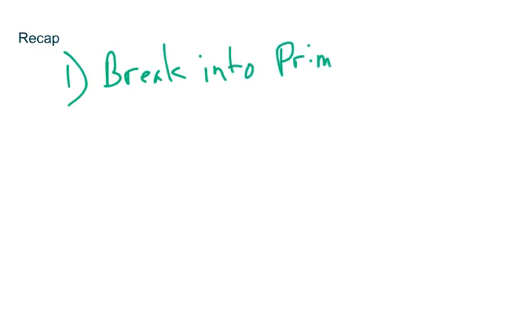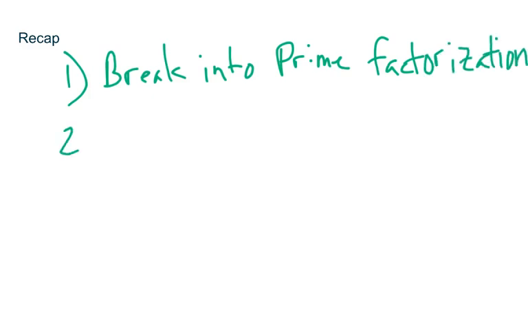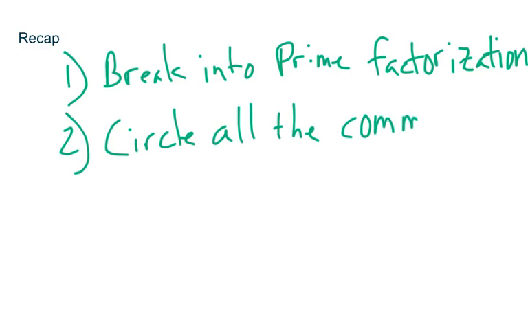So just to recap everything: first, make sure you break everything into its prime factorization. And second, circle all the common factors. And common means common to all of them, so not just some of them, but all of them. And you multiply the common ones together, and you have your GCF.